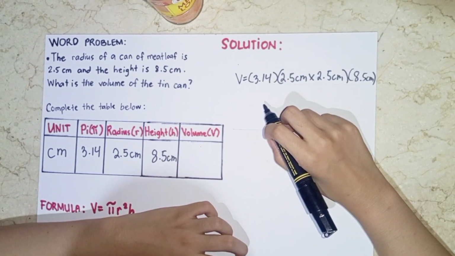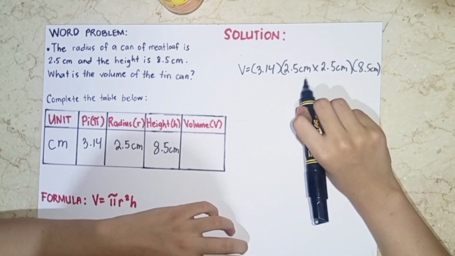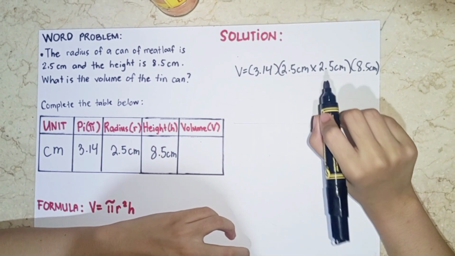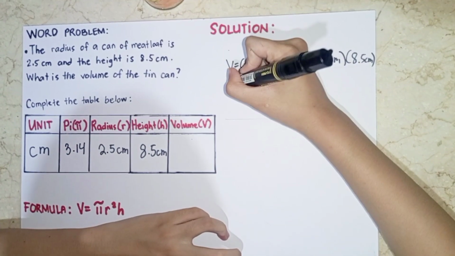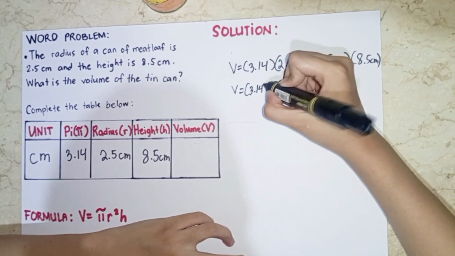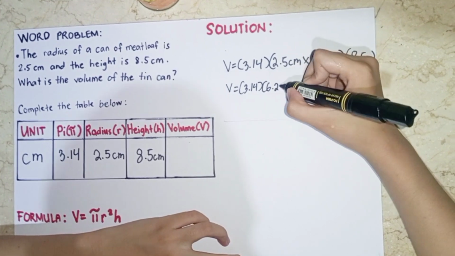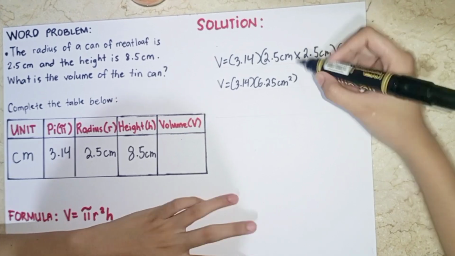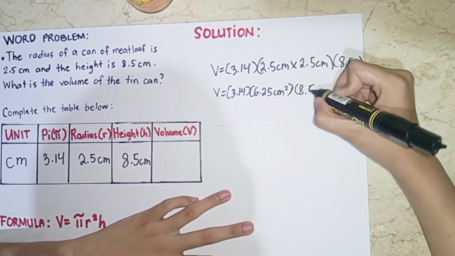First, we need to solve for the radius. We will just multiply the radius by itself. 2.5 centimeters times 2.5 centimeters is equal to 6.25 square centimeters. Then, copy. Volume equals 3.14 times 6.25 square centimeters times 8.5 centimeters.